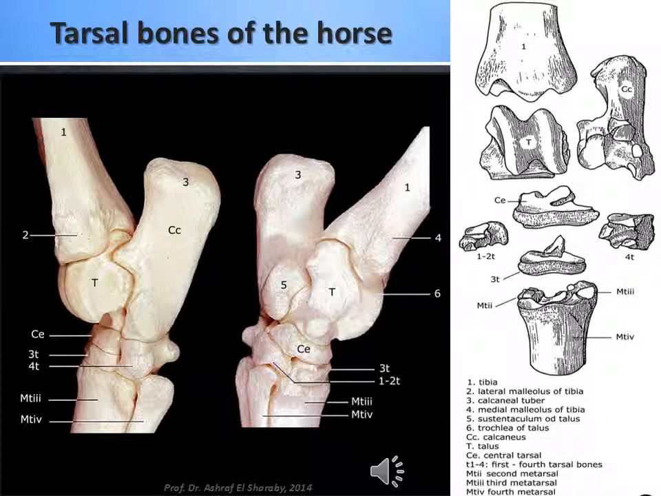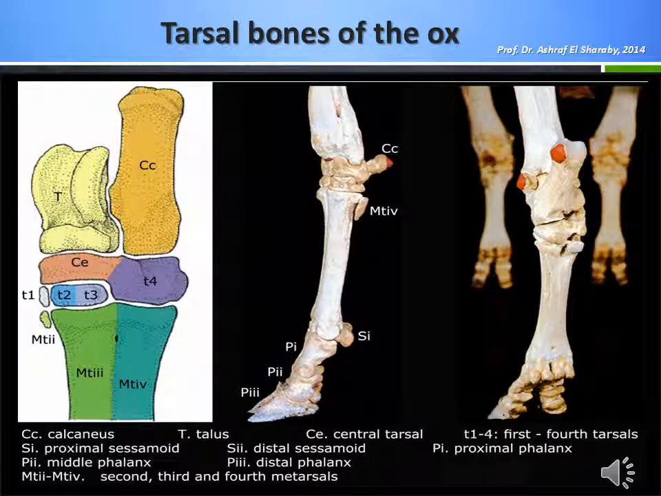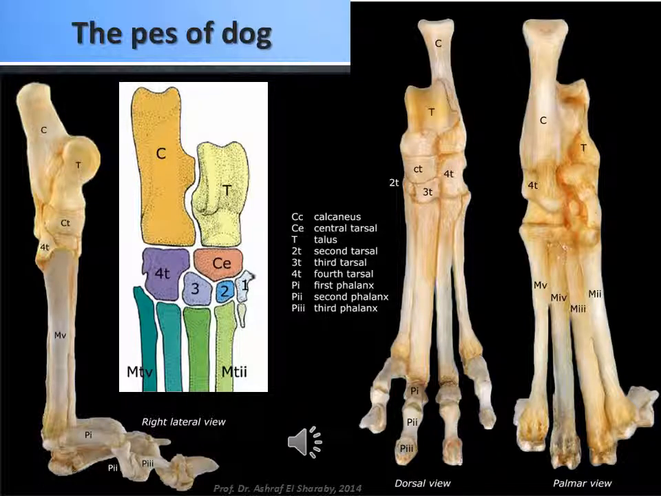Skeleton of the tarsal bones in the horse. Skeleton of the tarsal bones in the ox. Skeleton of the pes in the dog.